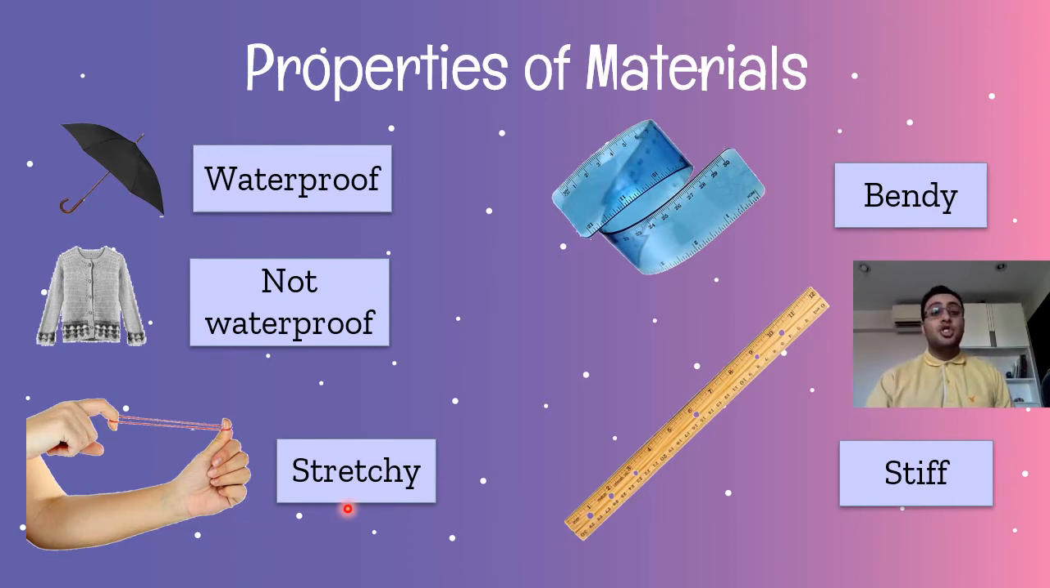Then we learned about stretchy. Stretchy, right? Now, when you think about stretchy, you got to think about rubber. Rubber is very stretchy. Next, we have bendy. Bendy. A lot of materials are bendy. For example, again, rubber is bendy, but metal is not bendy. You need to be very strong to bend metal. Next, we have stiff. Stiff means you cannot bend it, such as metal, such as wood, right?